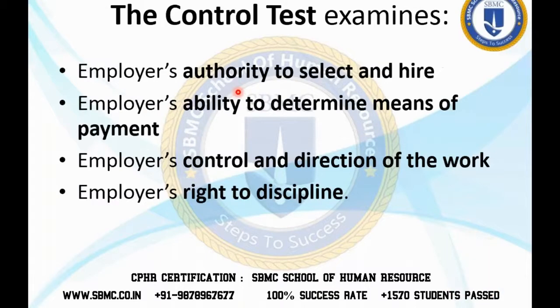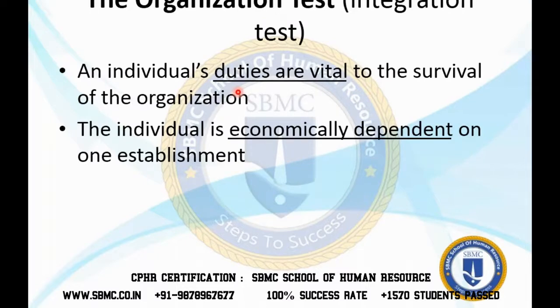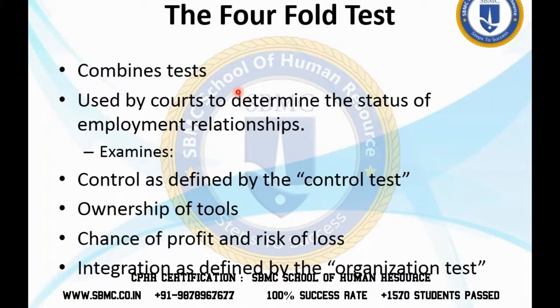But these two, the control test and the organizational test, can be challenged in court, like by the fourfold test. These are governed by the courts to determine the status of the employment relationship. So it examines the control as defined by the control test, ownership of tools, chance of profit and risk of loss, and integration as defined by the organizational test. So the court decides whether the person hired by the employer was a contractor or an employee. That is how it is dependent.